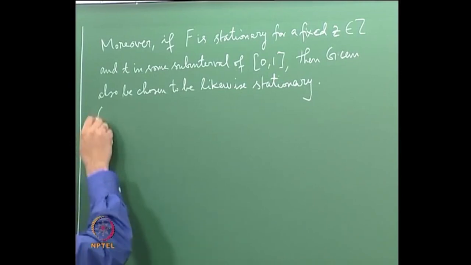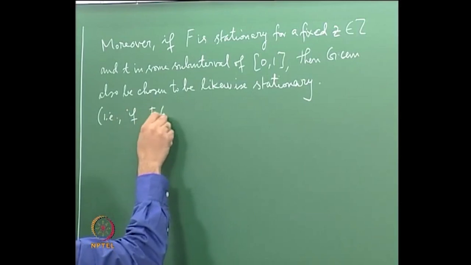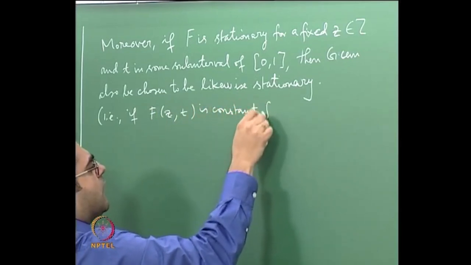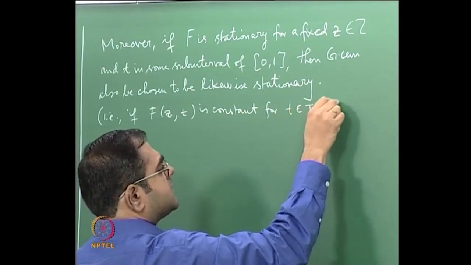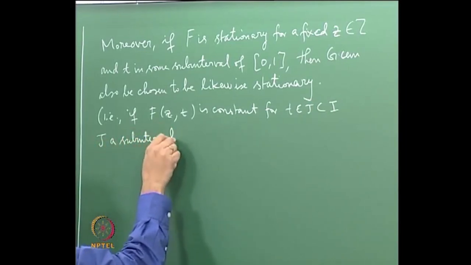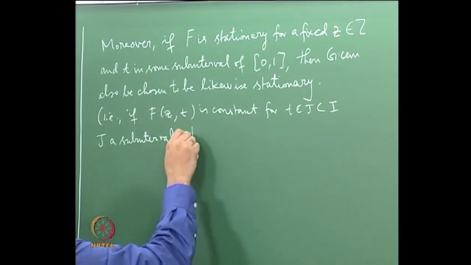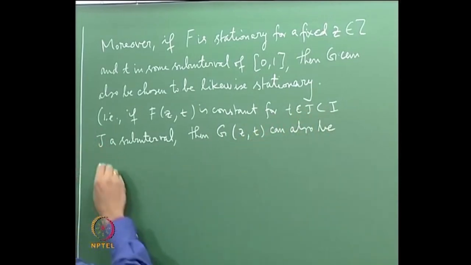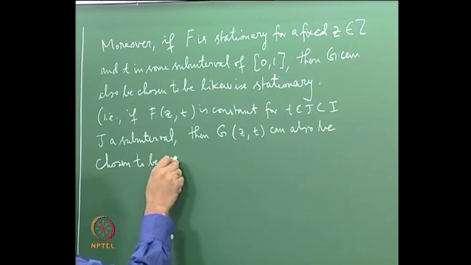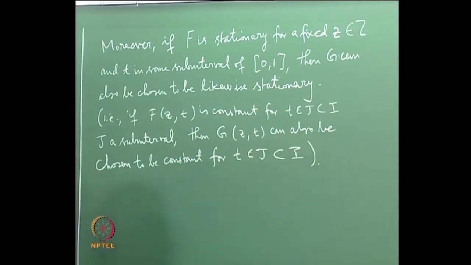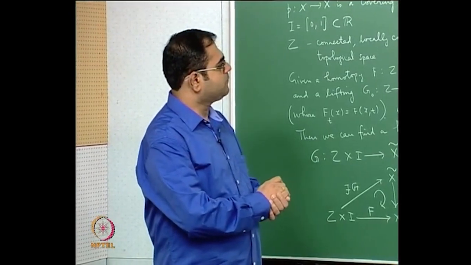What does this mean? This means that if you know f(z,t) is constant for t in J, which is in I, J a sub interval, then G(z,t) can also be chosen to be constant for t belonging to J. So this is the additional statement.